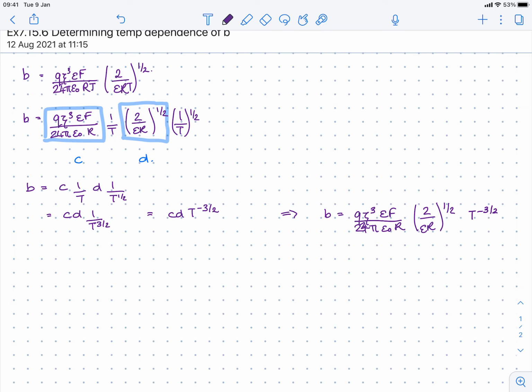I could tidy it up a little bit further if I was so inclined. I could combine the R's, so I could write this as QZ cubed epsilon F over 24 pi epsilon naught. And if I'm going to take this R into this bracket, I'm going to square it, because ultimately what this bracket is doing is it's taking the square root. And so I'm going to have 2 epsilon R cubed to the half. I can take an R squared out of this, which when I take the square root becomes an R, which was what my term was before.